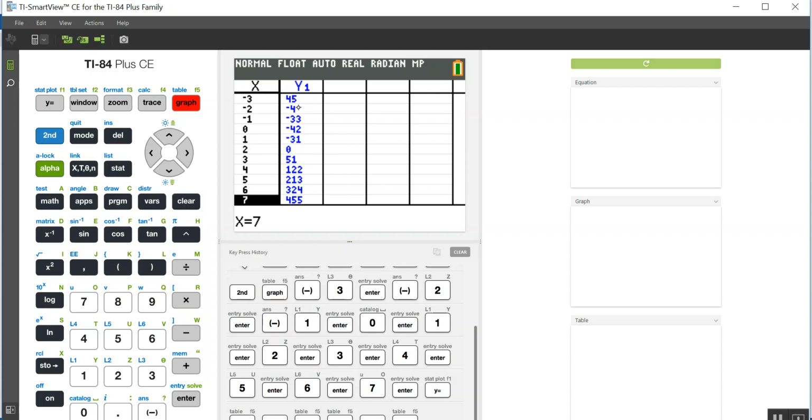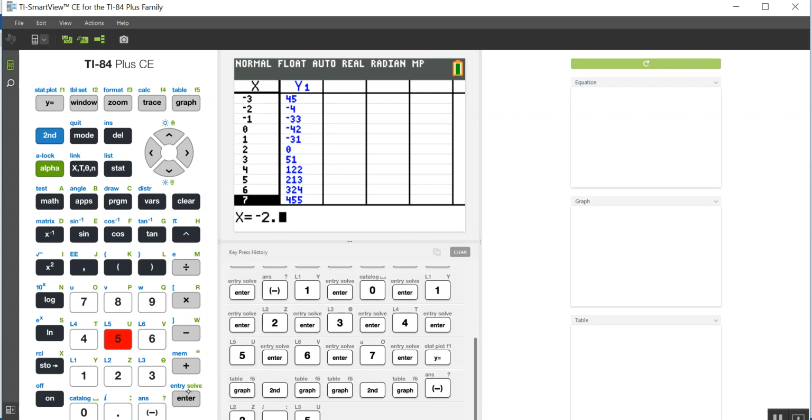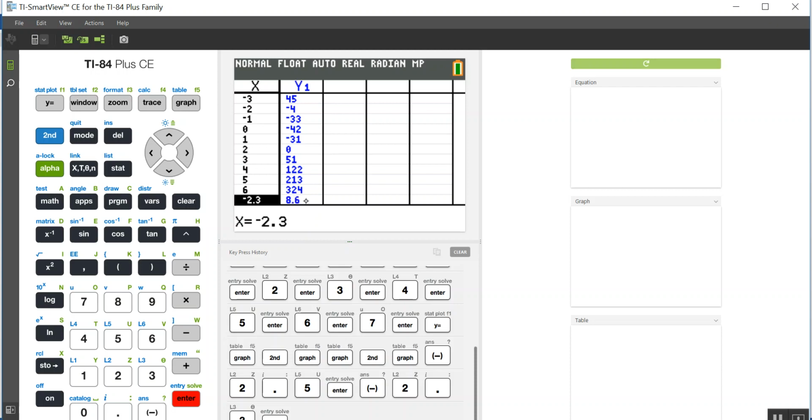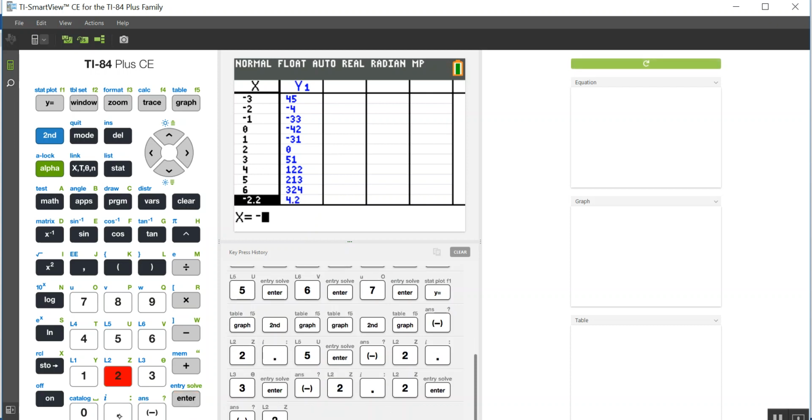But what I really need to do is figure out what my x is when y over here is going to be 0. So let's just try a couple different numbers. Let's try halfway in between, negative 2.5. And that's going to give me 18. That's still closer to the value for negative 3. So let's try negative 2.3. Getting closer to 0, but not quite there yet. Let's try negative 2.2. Getting closer to 0, but not there yet. And let's try negative 2.1.